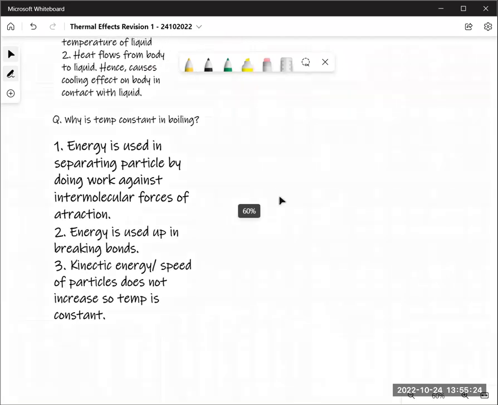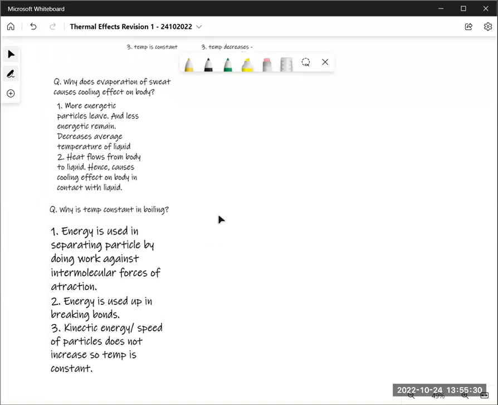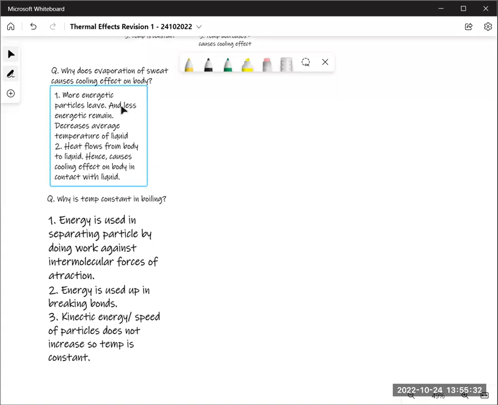And that should be it about boiling and evaporation. Why does evaporation cause cooling effect? One thing we know is particles decrease average temperature, but that's just 1 out of 2 marks. You have another mark here, which you have to say is heat flows from the body to the liquid, because we know that heat goes from hot to cool, always. So if something is hotter and it's in contact with liquid, heat will flow from the hot body to the cool liquid. Therefore, heat is lost. Ayan, any questions?